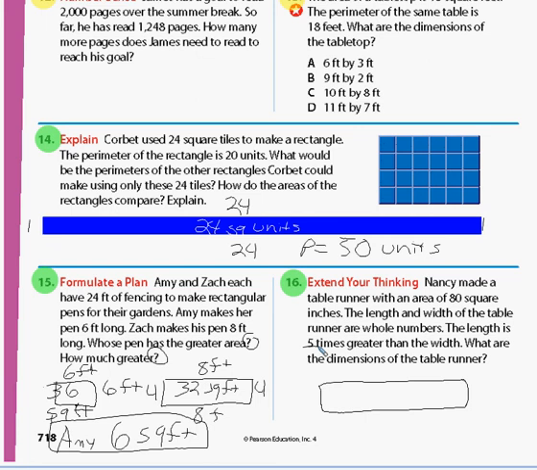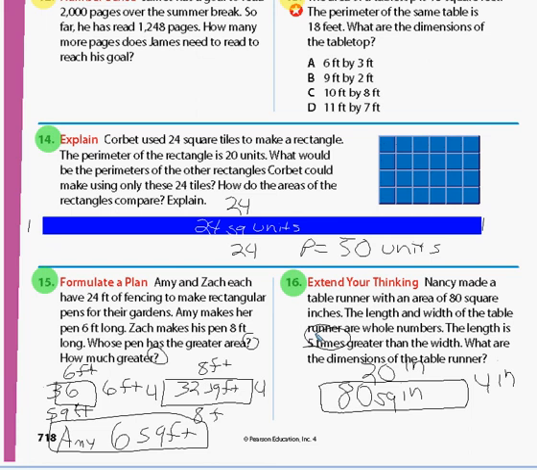So I'm going to go with 20 feet, or I'm sorry, 20 inches by 4 inches. And that works out because 20 times 4, 2 times 4 is 8, so that's 80 square inches. And how many times does 4 go into 20? 4 times 5 is 20. So that works out. 20 is 5 times greater than 4.